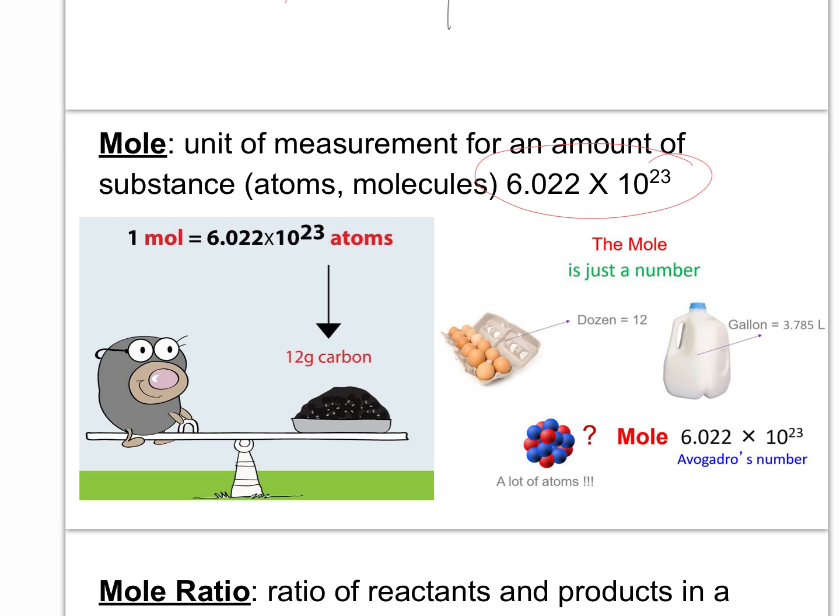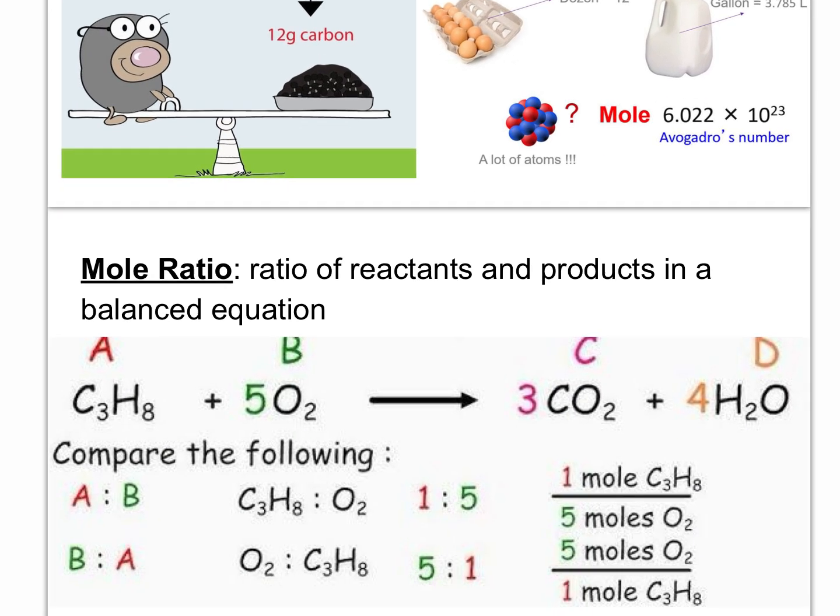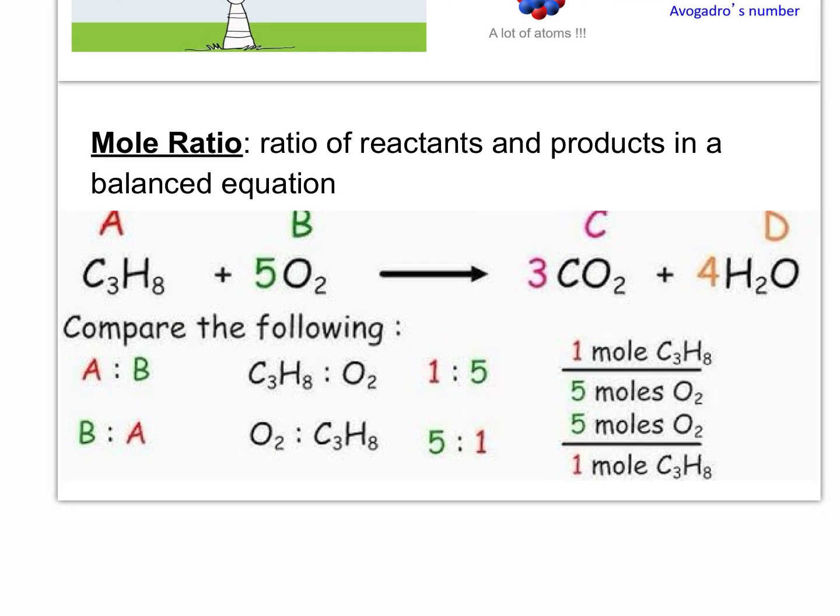And we use this as a way to communicate about how much of a substance there is with this mole ratio, which is the ratio of reactants and products in a balanced chemical equation. And we're going to use the coefficients that we found, those numbers in the front, as the way to give us that ratio. So for example here, they're giving you the A and B ratio. So there is 5. Ooh, it's not what I wanted to do. Let's come back a second.